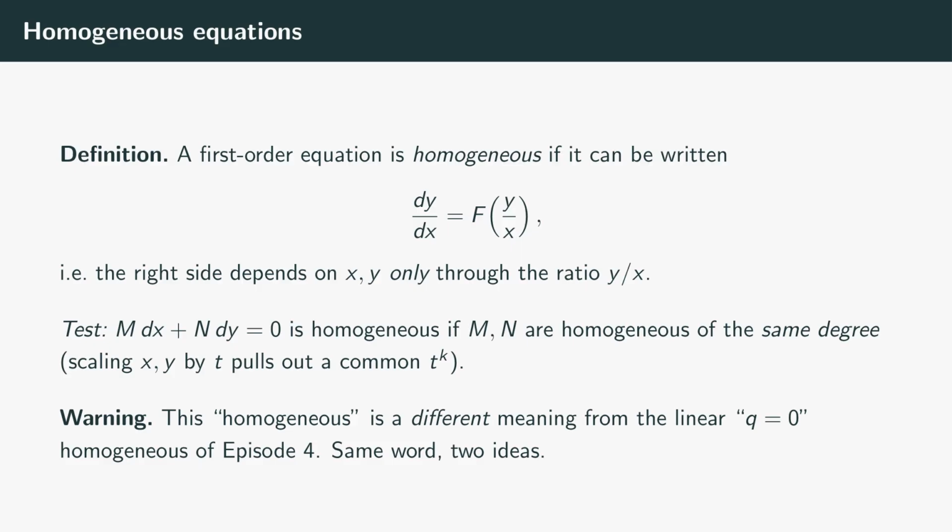A quick way to spot this when the equation is in the M dx plus N dy form, it is homogeneous when M and N are homogeneous of the same degree, meaning if you scale both x and y by a factor t, you can pull out a common power of t from each. When the equation has that ratio structure, a single substitution will collapse it into something separable, as we will see next.